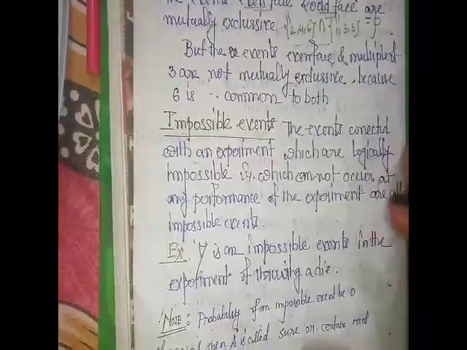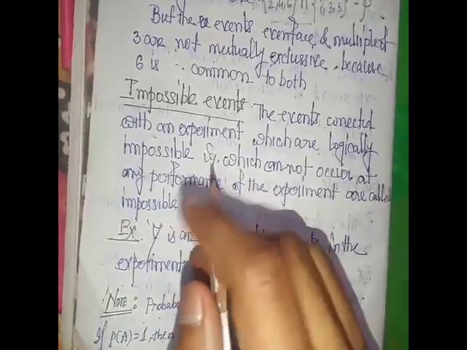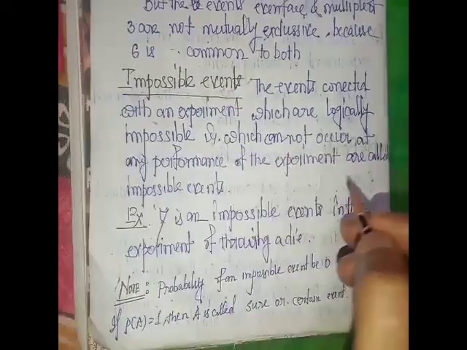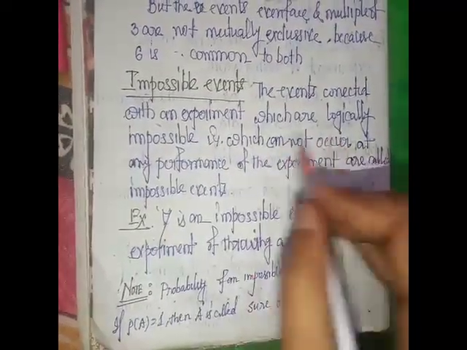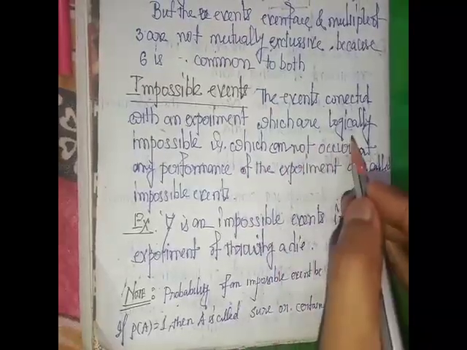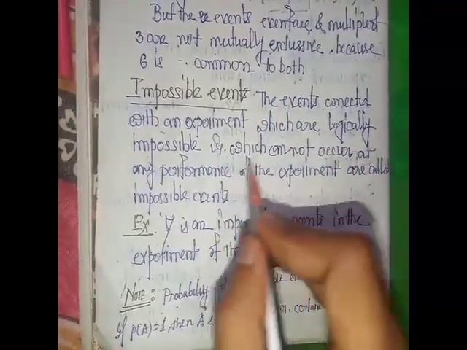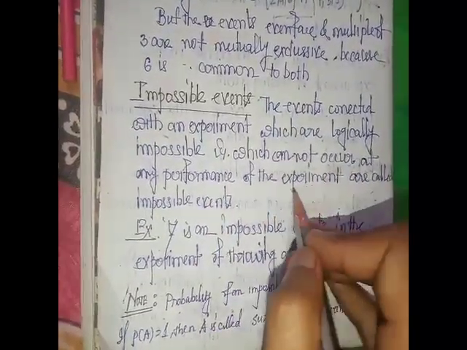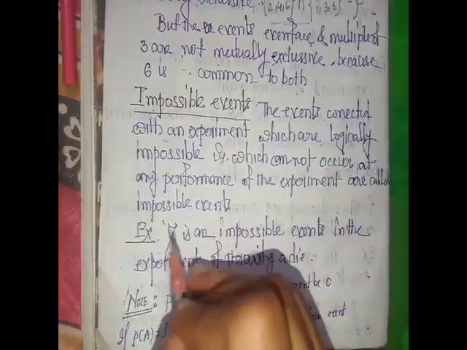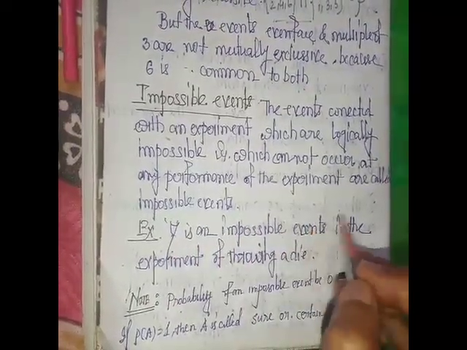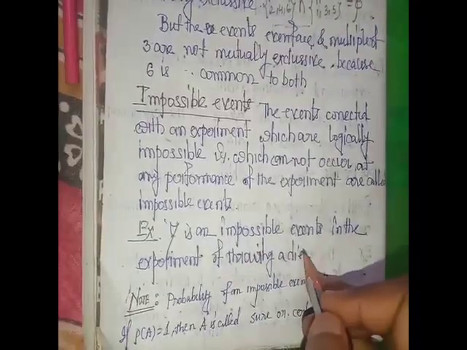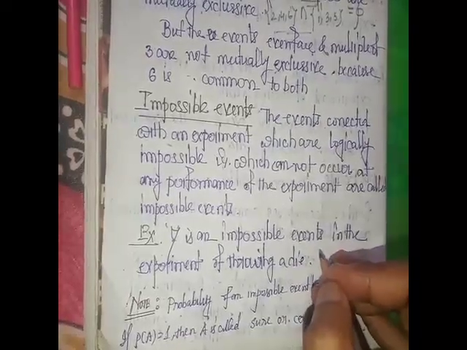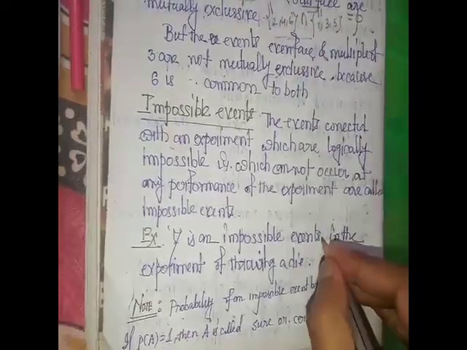Next one is impossible event. What is an impossible event? The events connected with an experiment which are logically impossible, that is, which cannot occur at any performance of the experiment, are called impossible events. For example, 7 is an impossible event in the experiment of throwing a die, since 7 cannot occur after throwing a die. It occurs 1 to 6.